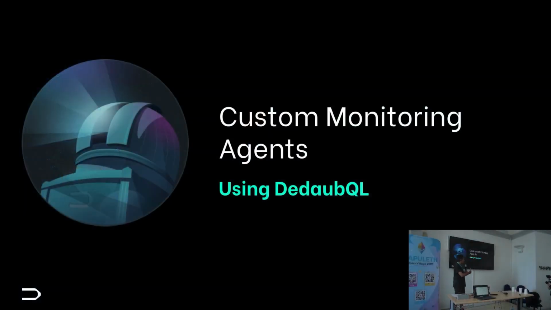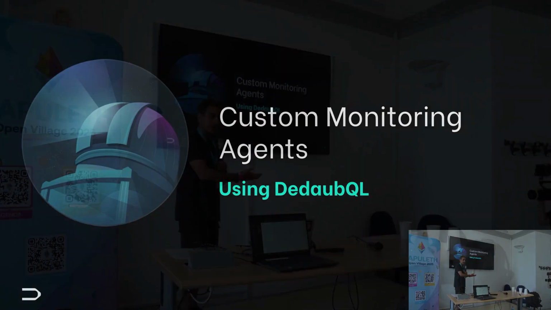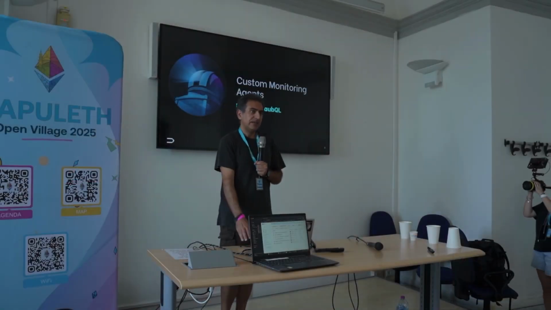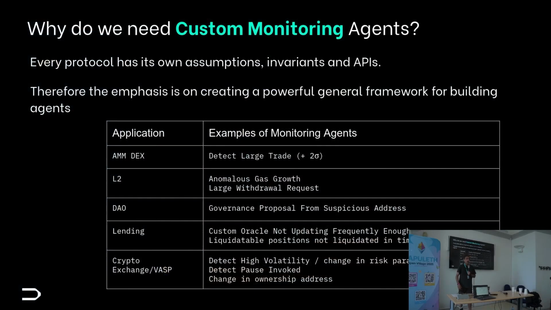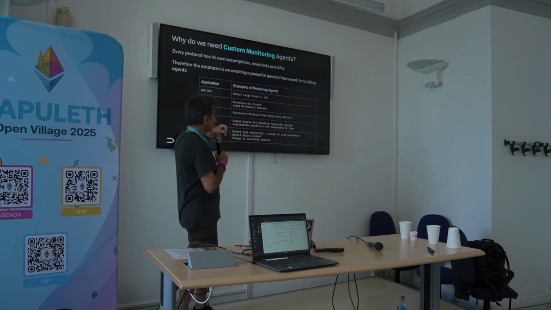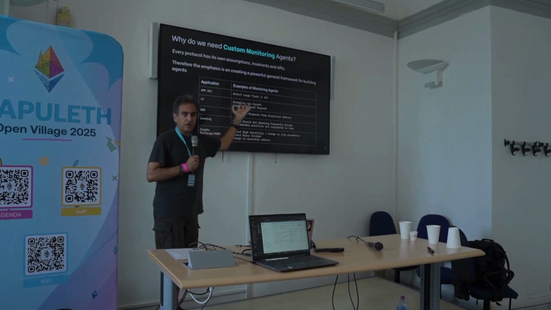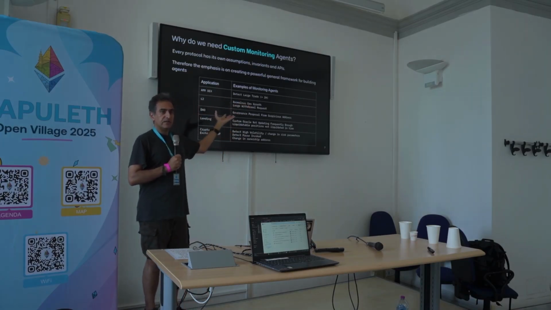So we're talking about writing custom monitoring agents using our language, DedaubQL. It's basically SQL. It's basically SQL with some macros. And why do you need to write custom monitoring agents? Why can't you use something that's already there? I mean, lots of companies have monitoring and they tell you, we blacklist everyone malicious and we notify you. Well, there's much more than just blacklisting some malicious addresses. So there are many needs for monitoring that are different for different DeFi protocols.